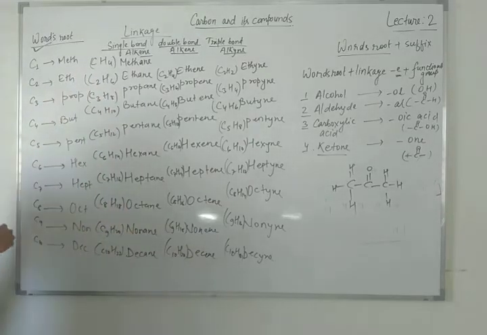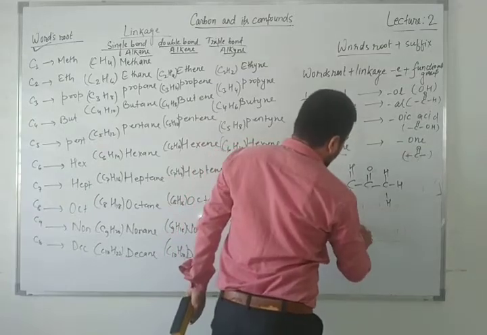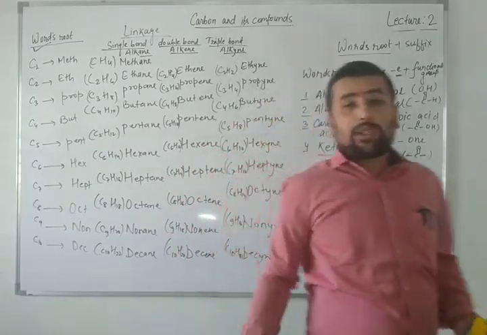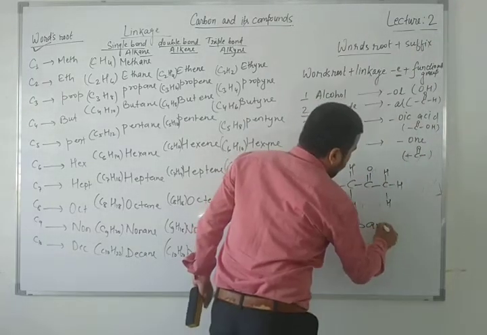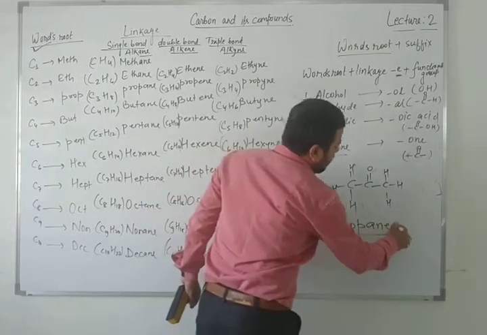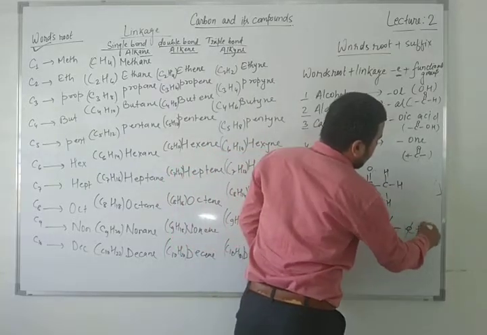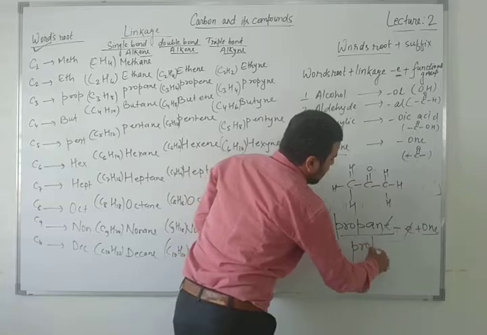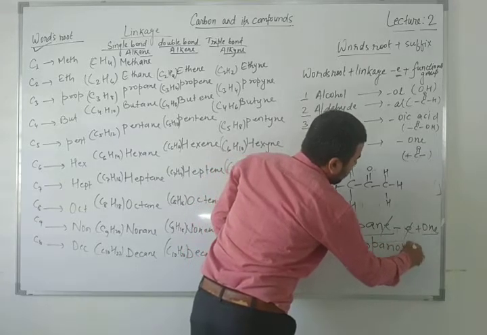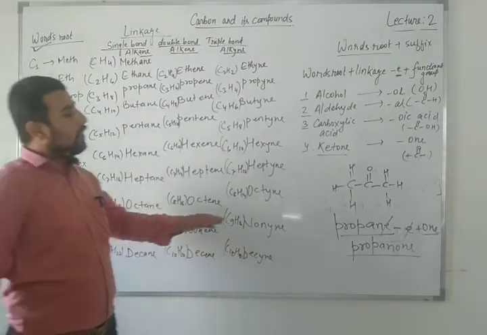So what will the name be? 3 carbon is known as prop. If it were a direct single bond, we could write propane, but here the functional group is added. So from propane we have to remove this E. The E will be cancelled, and the functional group ketone is ONE. ONE is the suffix, and it will be known as propanone. Propane minus E plus one, that's called propanone.